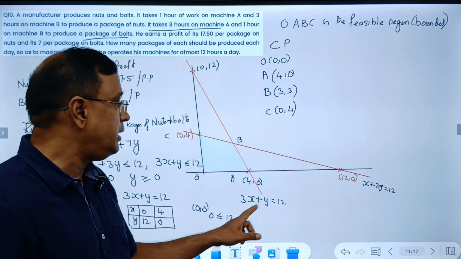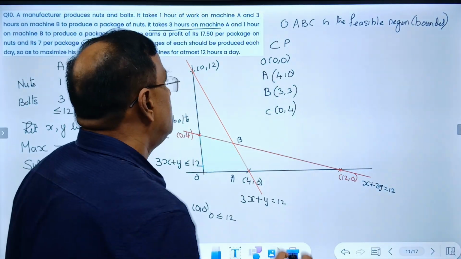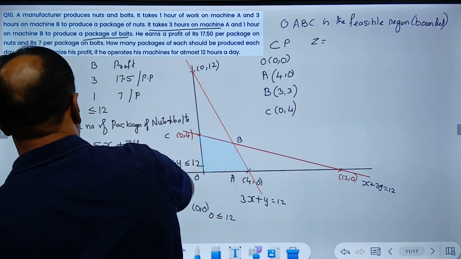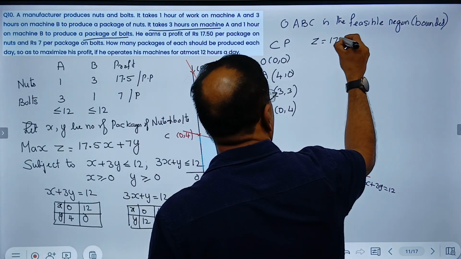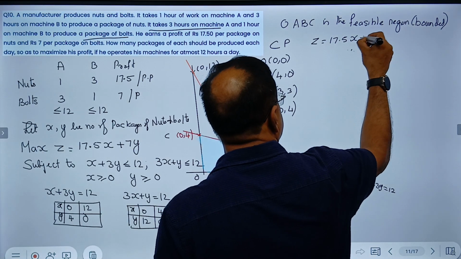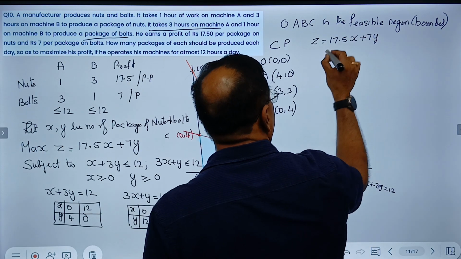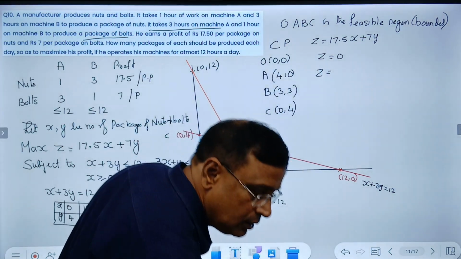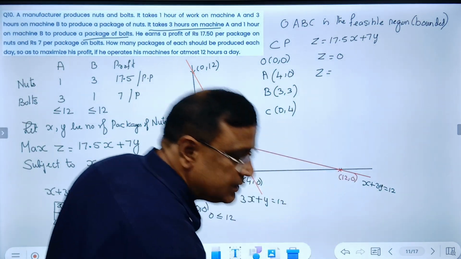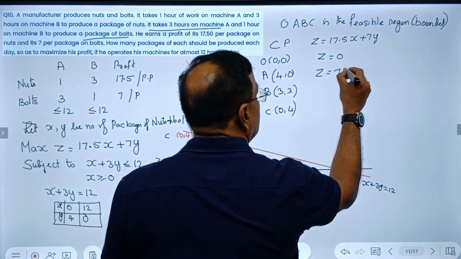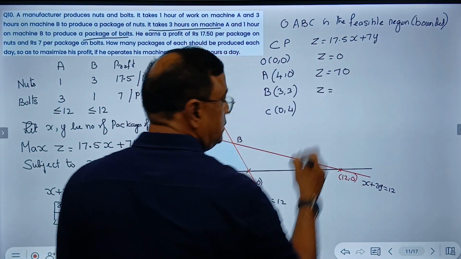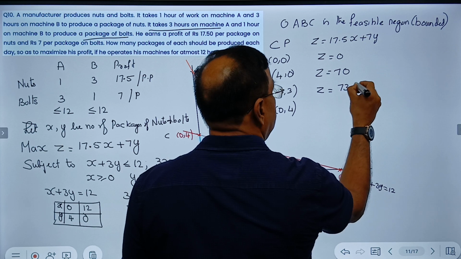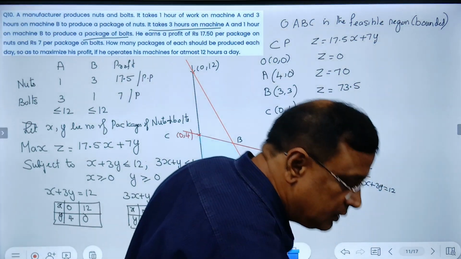Yeah, 9 plus 3, 9 plus 3 works. So what is Z? My Z function is 17.5x plus 7y. So my Z will be 0 here. And what is the value of Z here? The value of Z will be 70. And here? You can just do the calculation. It is 73.5. And here Z is 28.